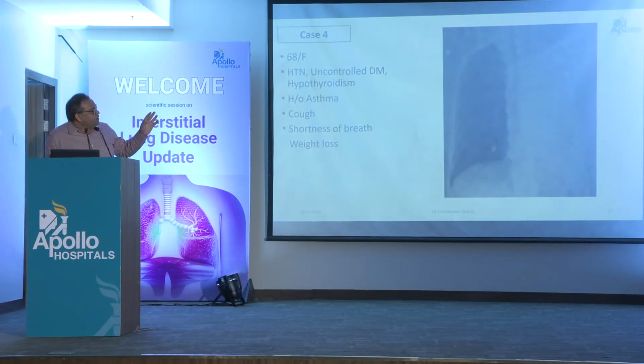The last case is a case of lung collapse in an elderly female who is hypertensive, uncontrolled diabetic, and hypothyroid. She has a history of asthma and presents with acute breathlessness and left lung collapse. You receive a call: chest physio done, not responding, bilateral wheeze.